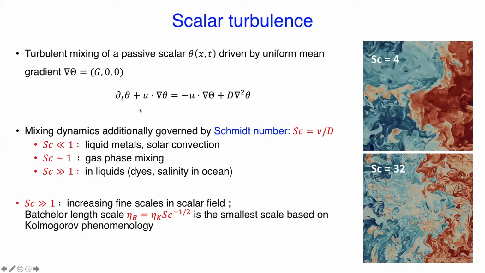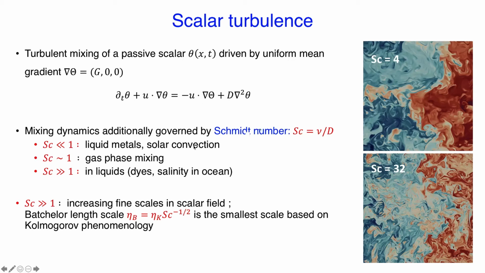In that case, the Navier-Stokes equation stays the same, and the equation by which we can evolve the passive scalar is given by this equation here, where there's a forcing term because of the mean gradient, and of course a diffusive term, where D is the diffusivity of the scalar. Apart from the Reynolds number, the dynamics of mixing are now additionally governed by a new non-dimensional parameter called the Schmidt number, which is just the ratio of the viscosity and the diffusivity.